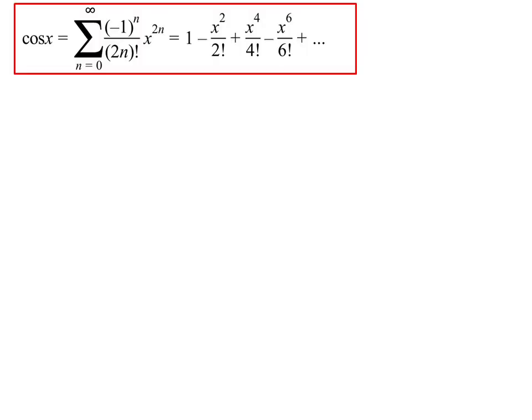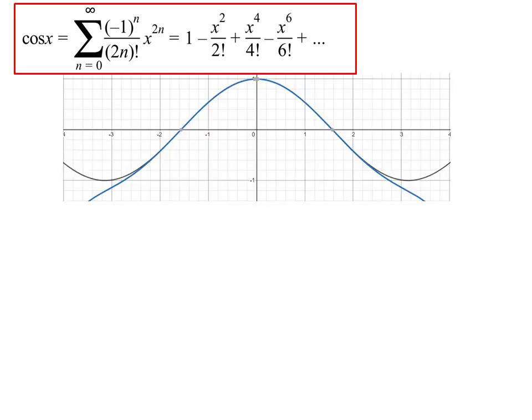Cosine is all the even powers, but also they alternate plus minus. So you go 1 minus x squared on 2 factorial plus x to the power of 4 on 4 factorial, and so on. So here's a picture of that one. Again, the black one's cosine x. The blue one I just put in those 4 terms.